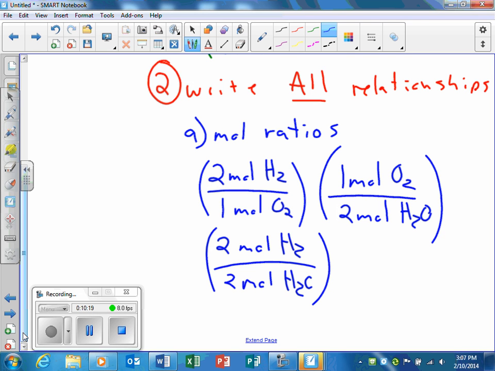Now, could you simplify these to 1 to 1? Yeah, you could. I don't care if you do or not, because it's not going to really change your math at all. So on your assignment for tomorrow, you're going to have to write down the molar ratios for every question that you have. Okay, so that's the mole ratio relationship.